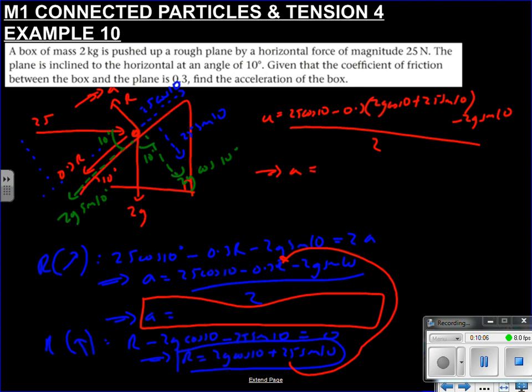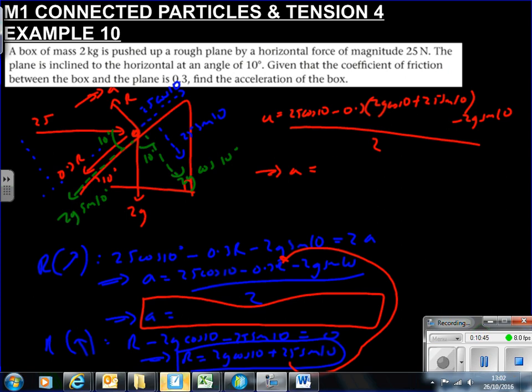And therefore, A equals, so calculators out, folks. 25 cos 10. Really think you should be doing this at the same time as me. Minus 0.3 times, 2 times 9.8 times cos 10 plus 25 sine 10, minus 2 times 9.8 times sine 10, all over 2. And we get 7.06 meters per second squared to 3 SF. There we go. Cool.